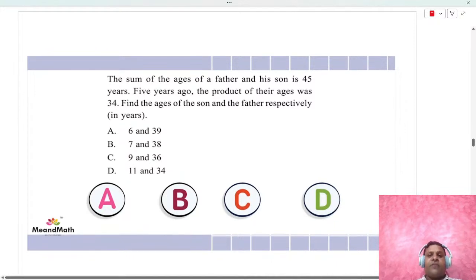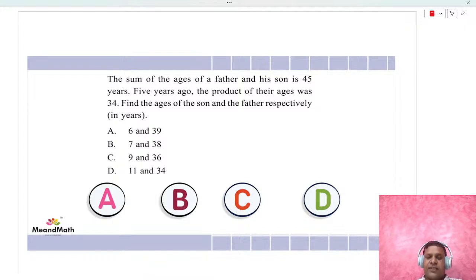The sum of ages of father and his son is 45. This is the next question. The sum of the ages of father and his son is 45 years. 5 years ago, the product of their ages was 34. So it is the same type of question. You just have to find out its definition, the question's style and structure. Always, when you don't understand a question, break it into small parts.